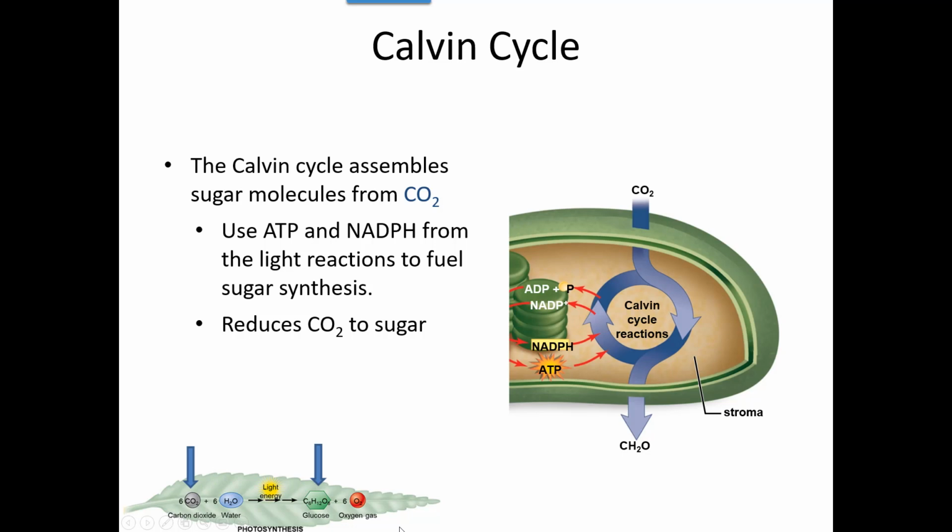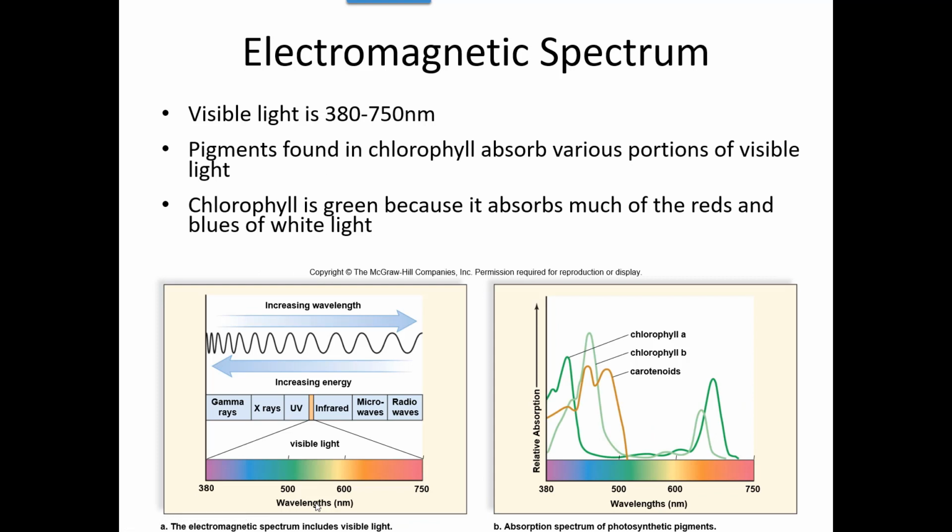Now, if it's called a light reaction, is all light created equal? Well, no. There's a difference between sunlight and light bulbs. Now, all visible light, so this is light when you turn on a light bulb or go outside, is somewhere between 380 and 750 nanometers in wavelength size. Pigments that are found in chlorophyll generally absorb various portions of visible light, so somewhere in that 380 to 750 nanometer range. The reason why chlorophyll is green is because it absorbs most of the reds.